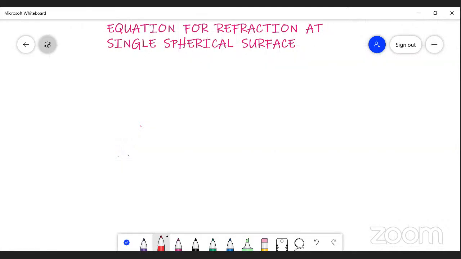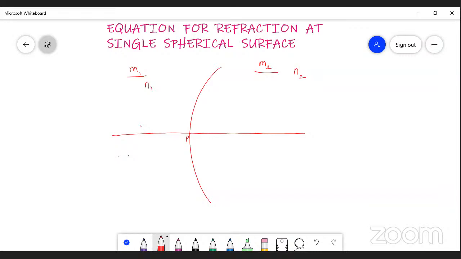First of all, we study a single spherical surface. Consider one single spherical surface. This is medium 1 and this is medium 2. The refractive index of this medium is N1 and the refractive index of this medium is N2. This is the principal axis. This is the pole point P.